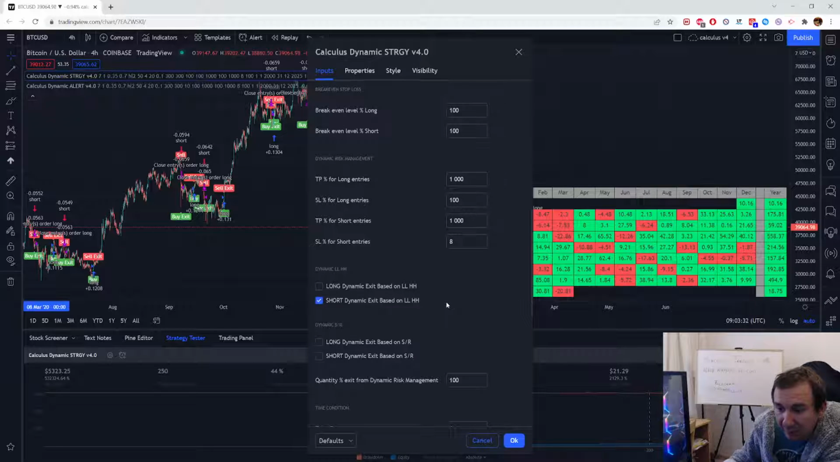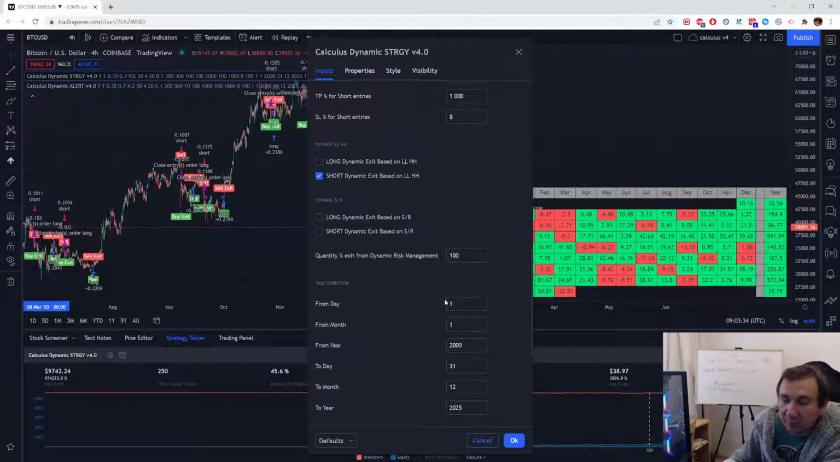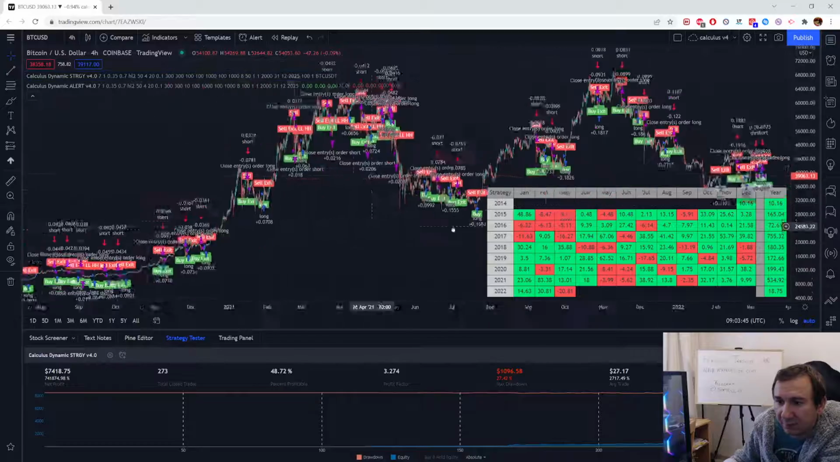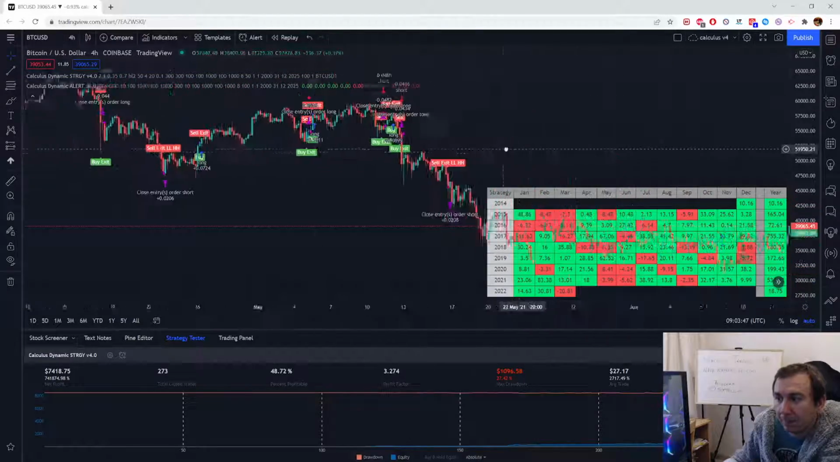So the last parameter that we have, in this case, let's assume that you want to make a partial exit. So a partial exit, for example, look at this one. Let's say we put 50%. So let's take this position here. That's a good example.